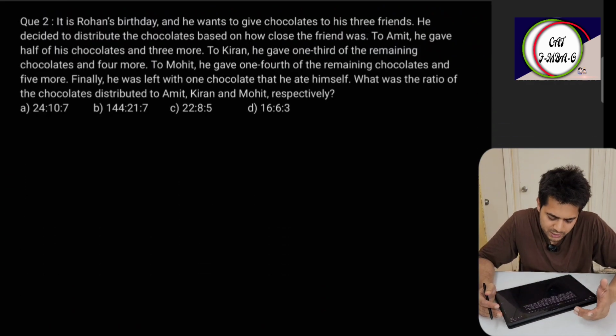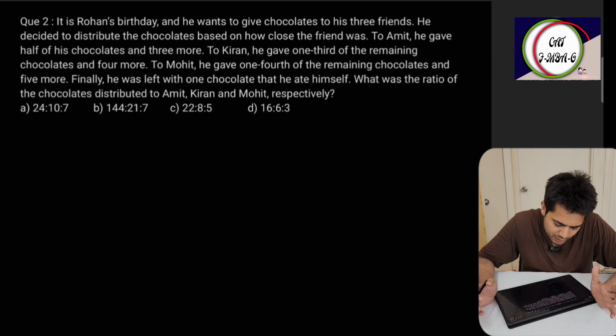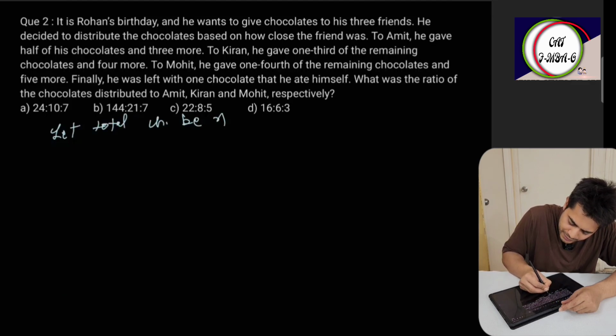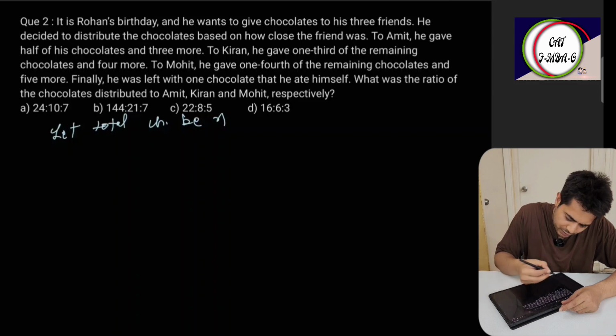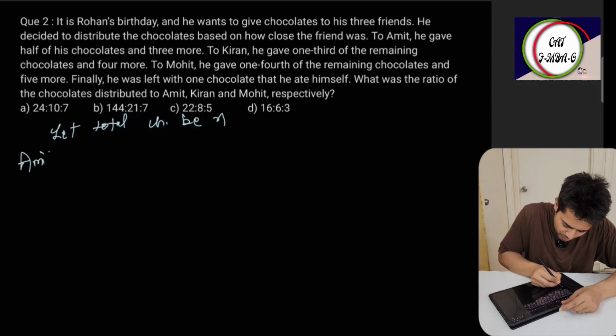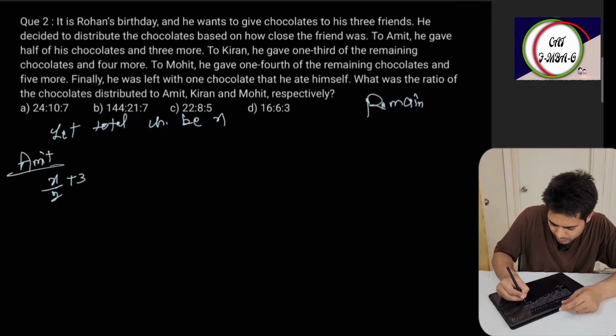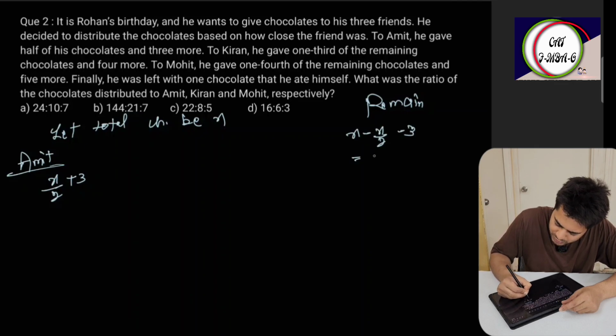Question number 2. It is Rohan's birthday and he wants to give chocolates to his 3 friends. He decided to distribute the chocolates based on how close the friends were. So let total chocolates be X. To Amit, he gave half of his chocolates. So Amit, he gave X by 2 and 3 more. Then how much is remaining? X minus X by 2 minus 3 is equal to X by 2 minus 3.